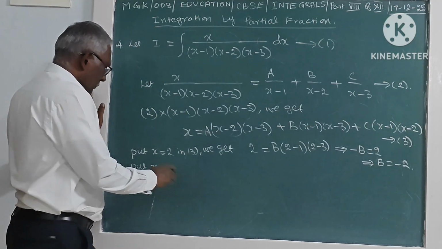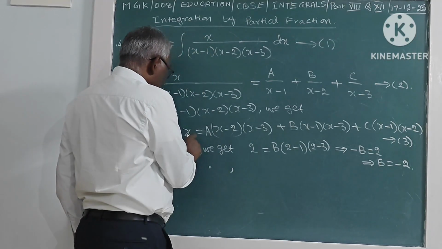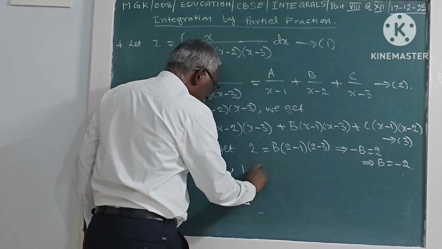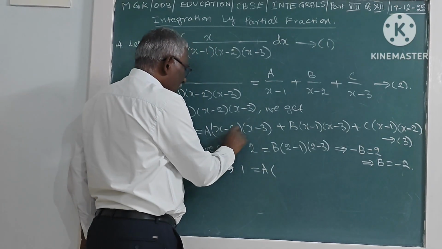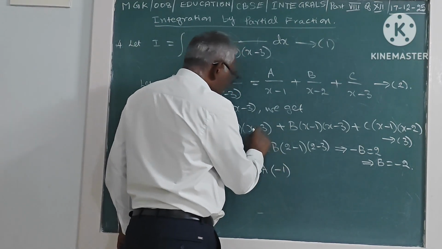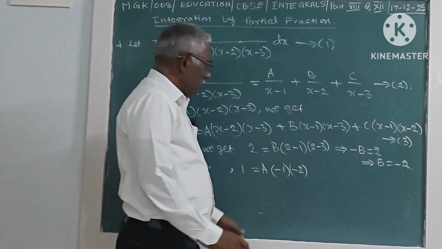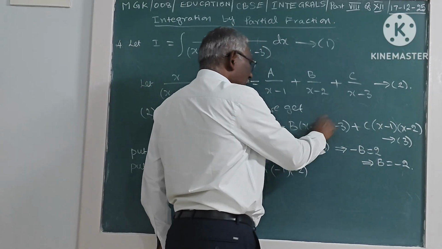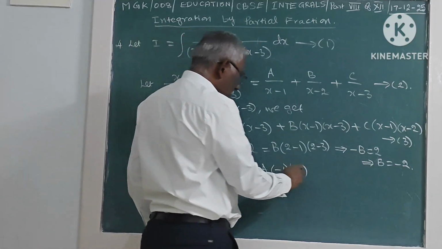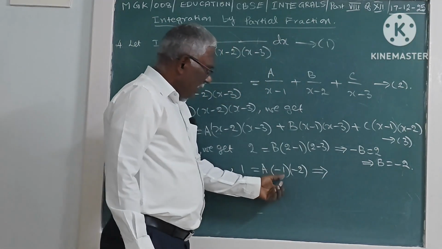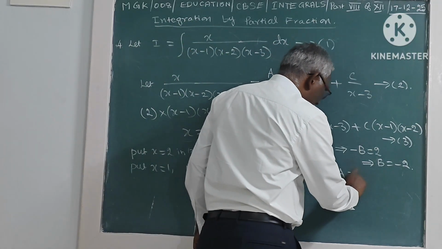Put x is 1. We get, put x is 1, this becomes 1 is equal to, by putting x is 1, we'll get a into 1 minus 2, minus 1, 1 minus 3, minus 2, plus, if we put 1, this term becomes 0, this also becomes 0, so we'll get the value of a. Minus 1 into minus 2, 2a is 1, so a is equal to half.